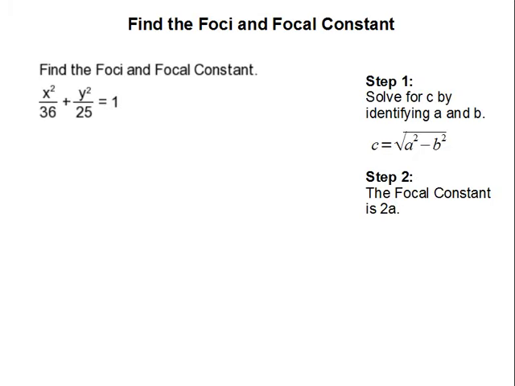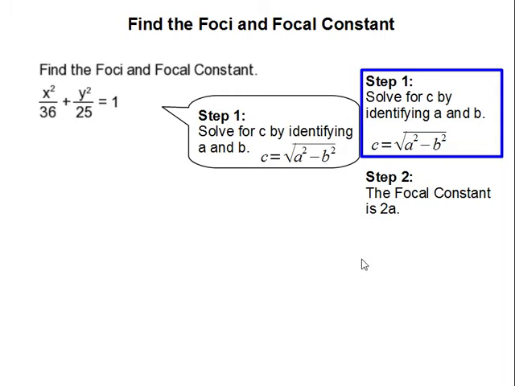In this problem, we are going to find the foci and focal constant given an equation for an ellipse. Step 1. Solve for c by identifying a and b. The equation for c is equal to the square root of a squared minus b squared. So we need to identify a and b, and the general equation for an ellipse is given here.